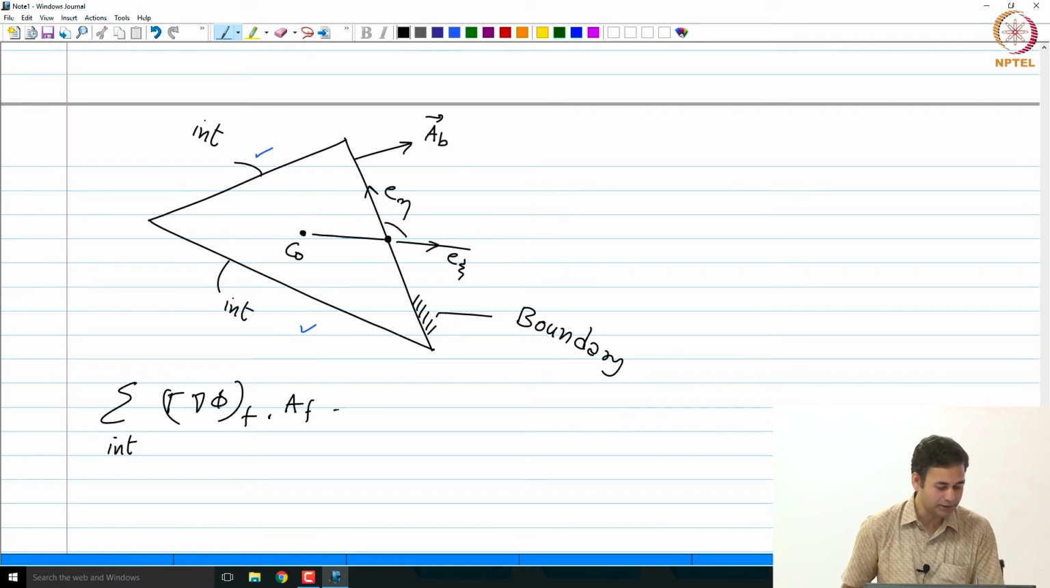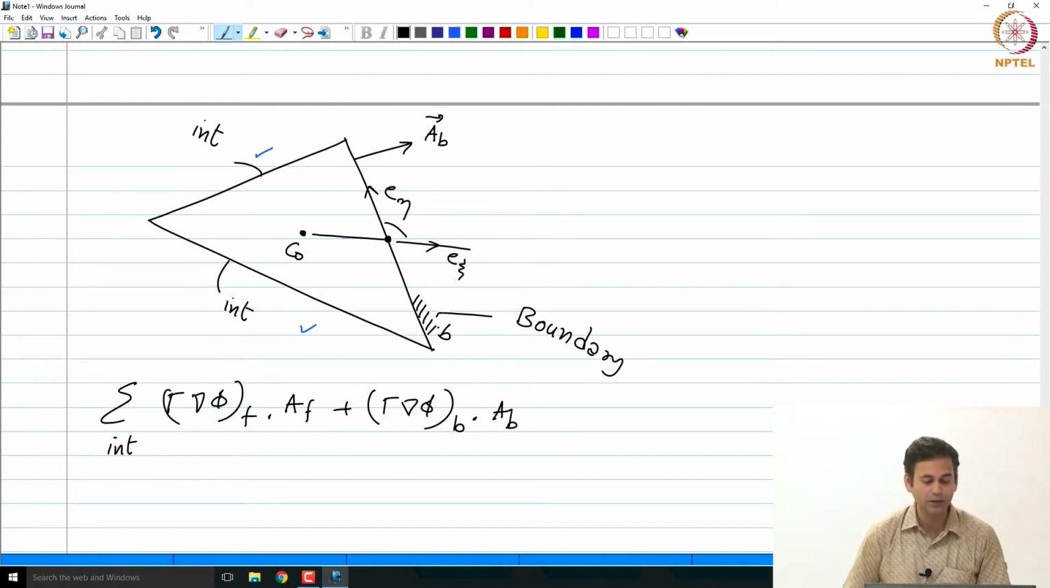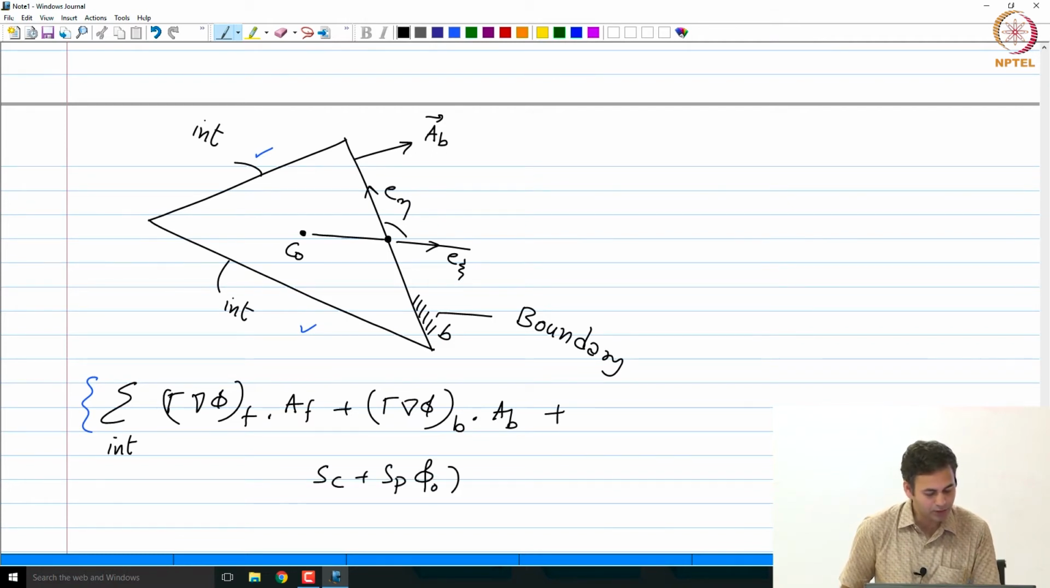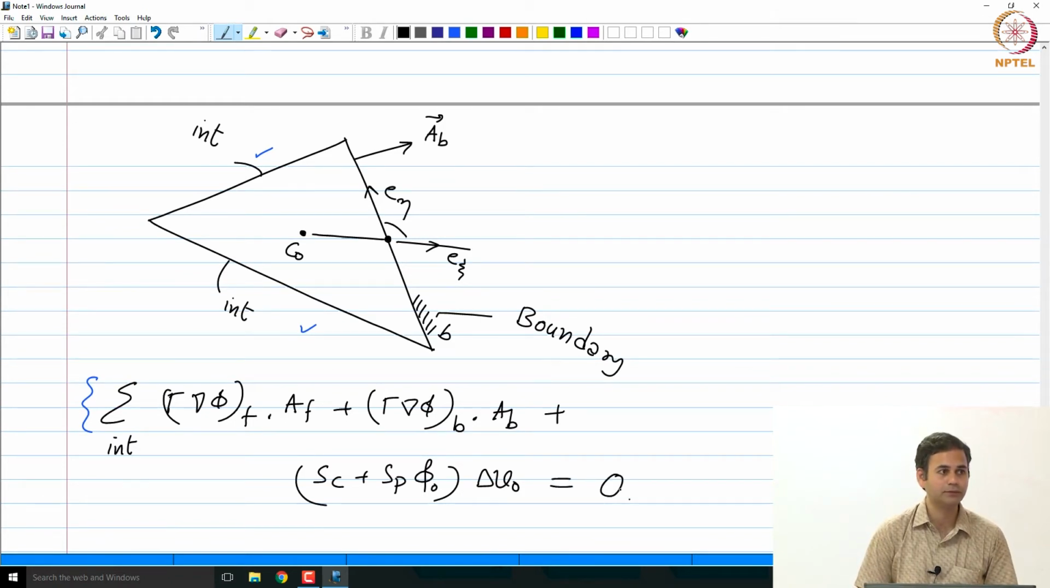That means, plus I would have gamma grad phi b dot A b, let us call this face b. This is my face b. So, the diffusion flux is now written out separately. This summation, the first one, only goes around how many faces here? 2 faces. Plus we have S C plus S P phi 0 times delta V 0 equals 0, right. That is our discrete equation for a boundary cell.